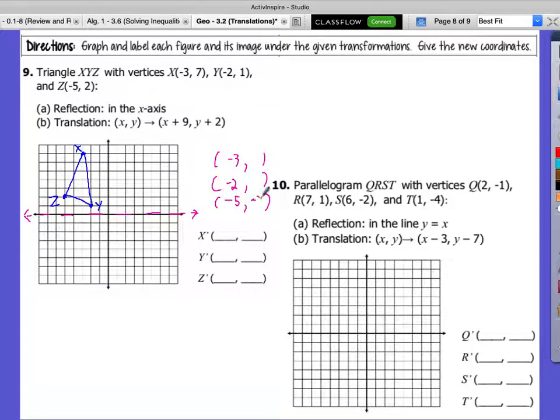They become negative. So that's our in-between step. Okay? That's our in-between step.